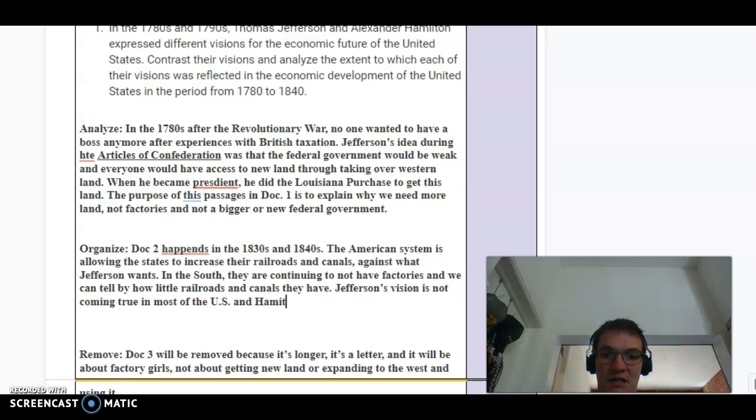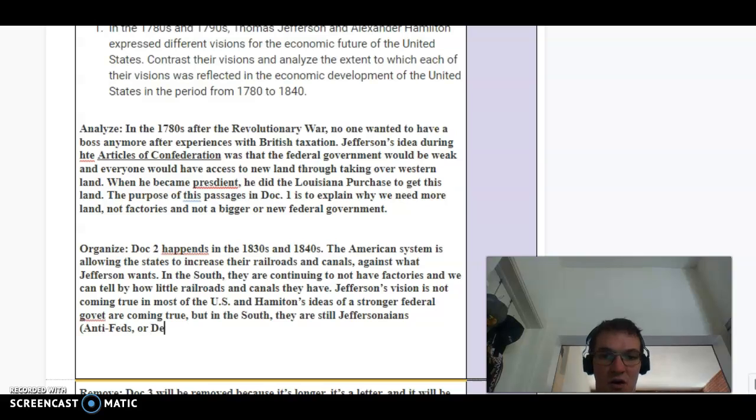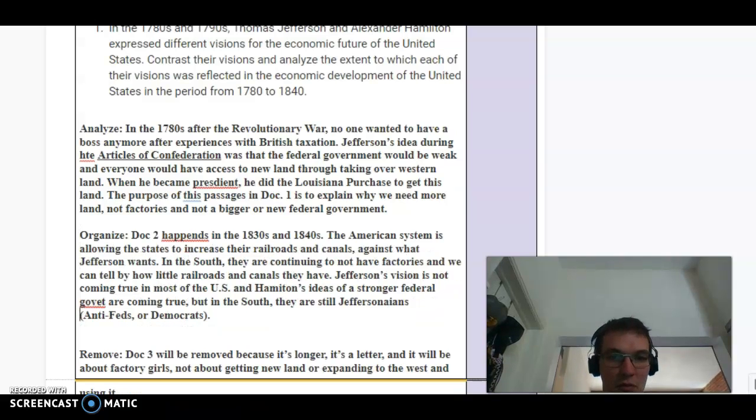and Hamilton's ideas of a stronger federal government are coming true, but in the South, they are still Jeffersonians, and we could also call them anti-feds or Democrats. Boom. All right. We have tied in document 2 with document 1, and then we're removing document 3.